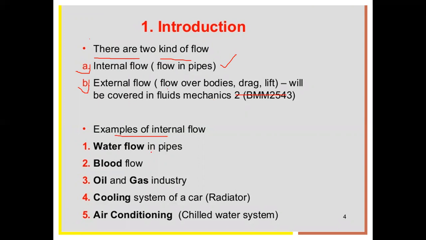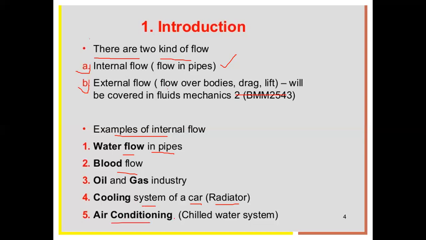The examples of internal flow are water flow in the pipes, and also blood flow in the veins of the human body or animals. Coming to the oil and gas industry, the oil refinery and steel plant we saw earlier are examples. Next, cooling systems of a car. Cars, vehicles, lorries, and buses have a radiator where the hot water and cool water move through the upper layer, middle layer, and lower layer, going to the internal chambers of the engine and coming back to the radiator. This is also one type of internal flow.